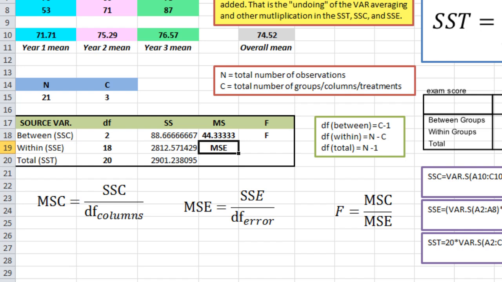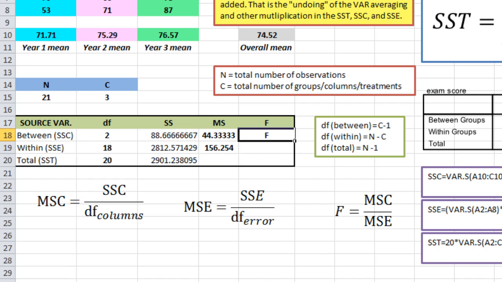Now let's go ahead and do the MSE. So we'll delete the text in that cell. So this is the SSE divided by its degrees of freedom. So we'll go to that cell that we already have selected. This is equal the SSE, the 2812.57-ish, or whatever it was, divided by its degrees of freedom, which is to the left of it, that's 18, and we'll go ahead and hit enter. And that is 156.257. So now we have our MSC and our MSE.